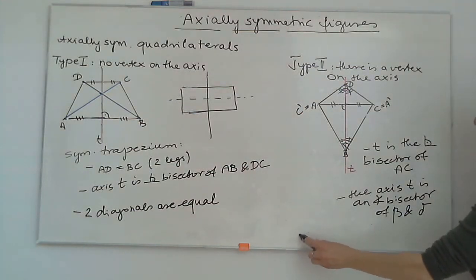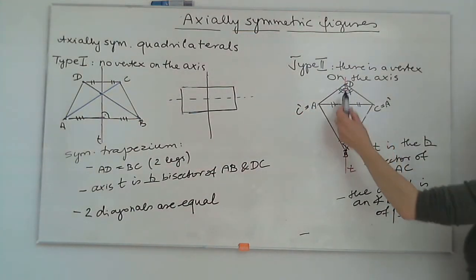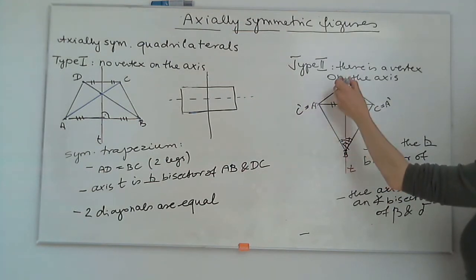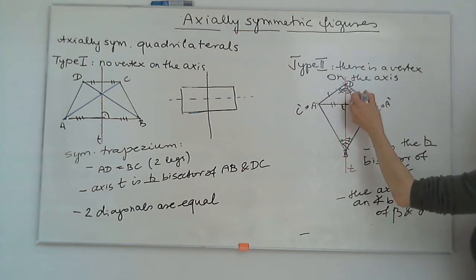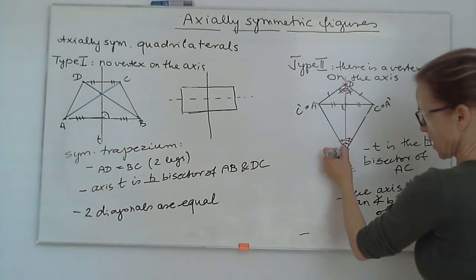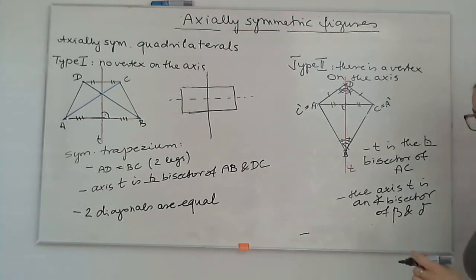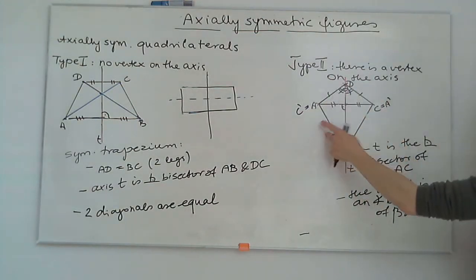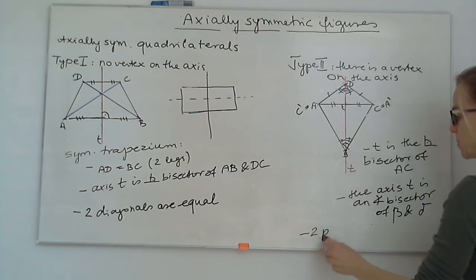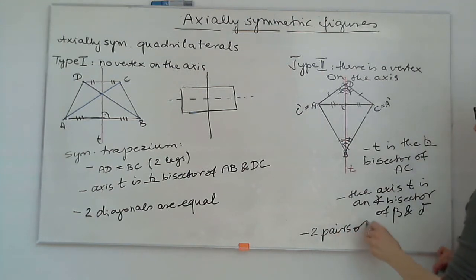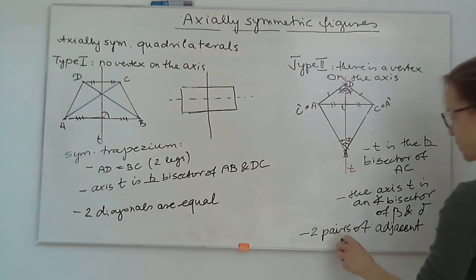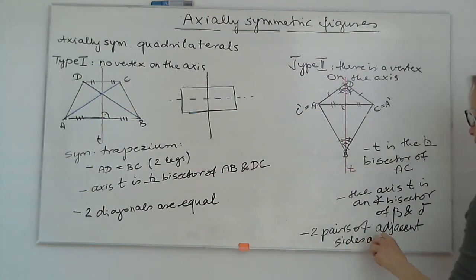And the final property, which follows from the axial symmetry, is that segment AD is going to be the mirror image of segment DC, so they have to be of the same length. Similarly, segment AB is the mirror image of segment BC, so they are also of equal length. So that means that two pairs of adjacent sides are of equal length.